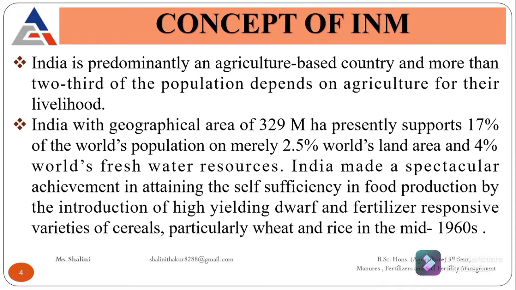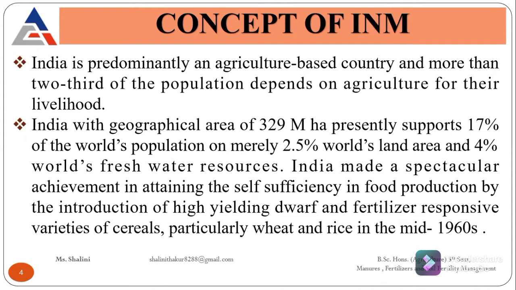You all know that the geographical area of India is near about 3.29 million square kilometres, and it supports near about 17% of the world population, with only near about 2.5% of the land area and 4% of world freshwater resources. So India plays a vast role in agriculture, and all kinds of seasons are present in India, and all kinds of crops are also grown here. So it is a vast country with large-scale agricultural production.